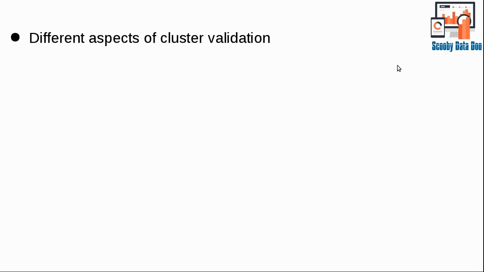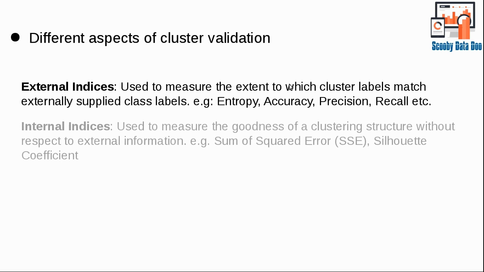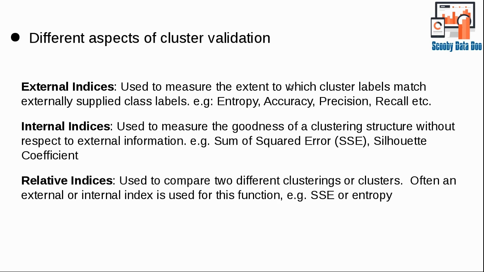now we'll head to one of the most important concepts of cluster validation or cluster evaluation: external indices, internal indices, and relative indices. All right, now this is a little hard to explain, but I'll try. Actually, just now I talked about intra-cluster distance and intercluster distance, and actually I talked about internal indices. And how is that? If you go through the formal definition, it is used to measure the goodness of clustering structure without respect to external information. Here it is written without respect to external information.